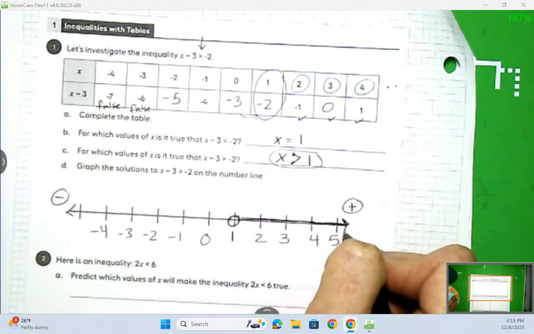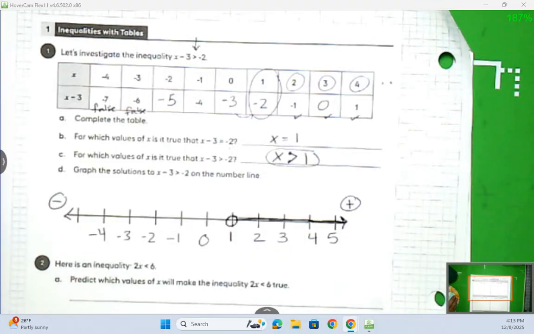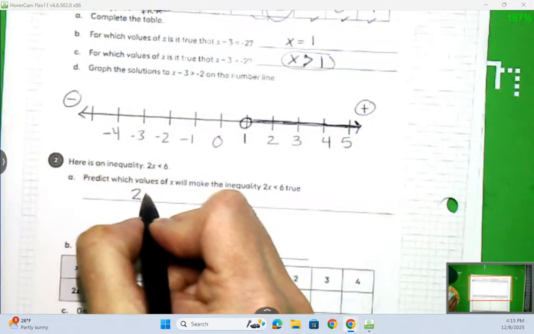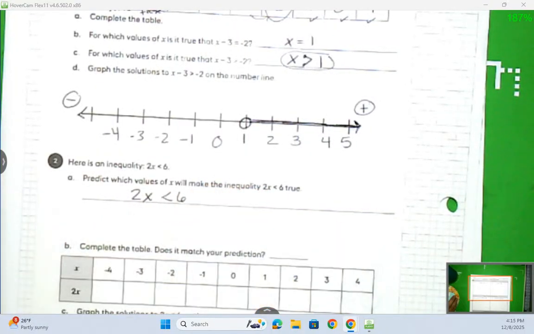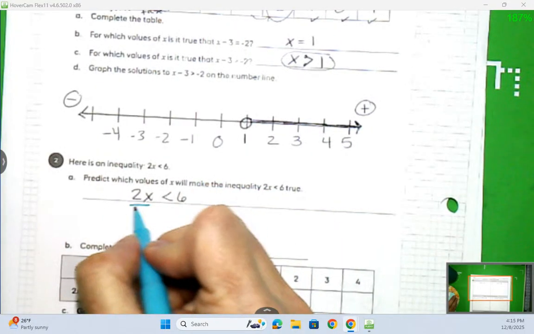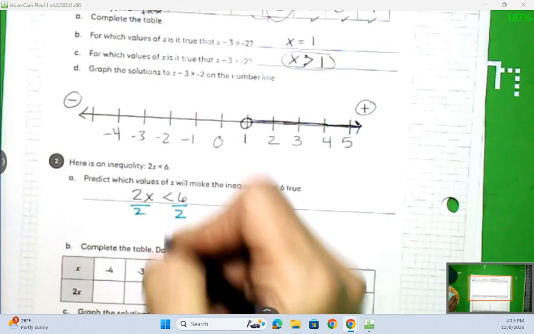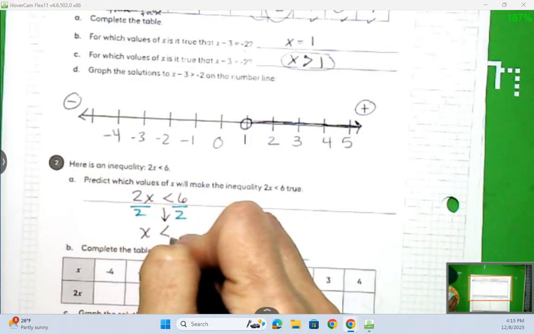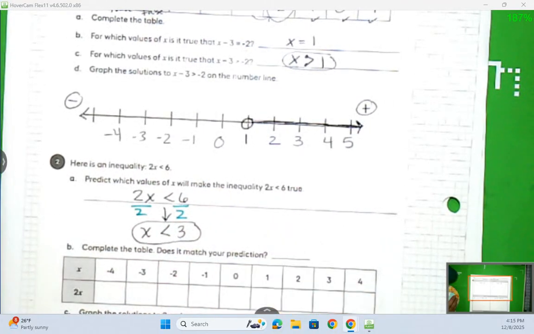In the positive direction would be that number and greater. Okay, predict which values will make the inequality true for 2x less than 6. So 2x is less than 6. Let's solve it. Divide both sides by 2, and because we're dividing by a positive number, our inequality does not switch directions. So we have x is less than 6 divided by 2, which is 3, would be our solution.